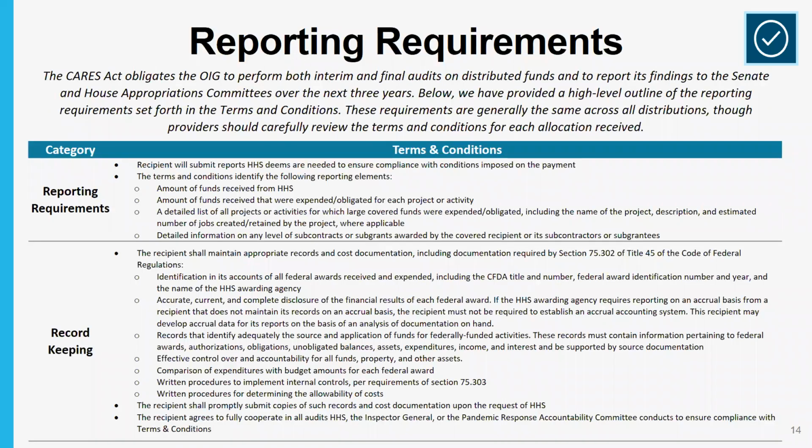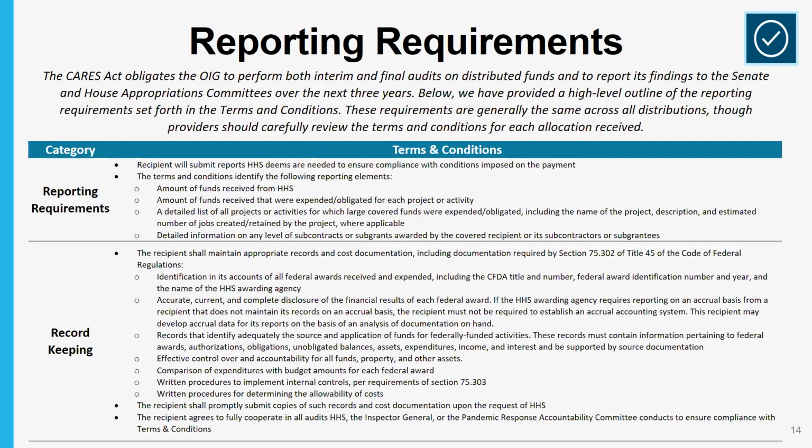So the next slide, reporting requirements. So again, what HHS issues in the next couple of weeks should provide some additional color on what they're actually looking for. What we've set forth here are the requirements that are in the terms and conditions.